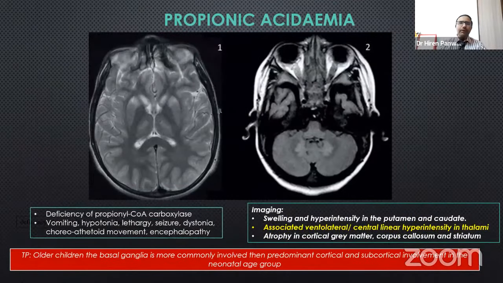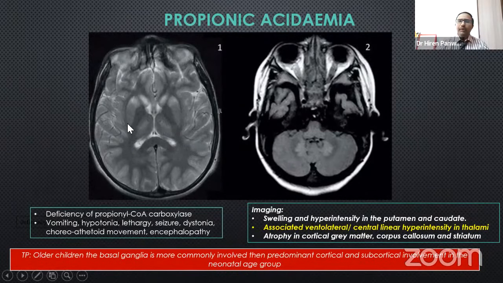Moving on to another type of metabolic abnormality which can affect the basal ganglia with hyperintensity of the striatum and putamen is propionic acidemia. Propionic acidemia has two forms. Either they can present early in life or later in older childhood. The early presentation in the neonatal age group is with hypotonia, lethargy, seizure, and choreoathetoid movements. The classical clue would be that in many of the patients, they have ventrolateral or central linear hyperintensity in the thalami.